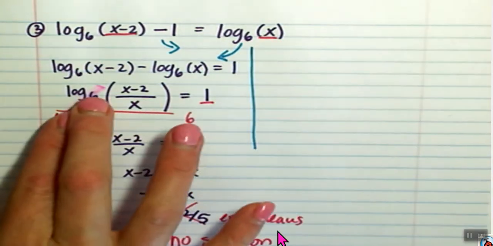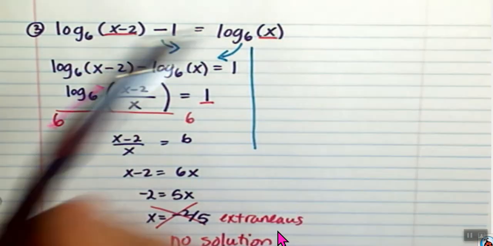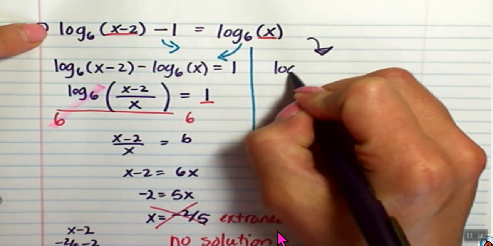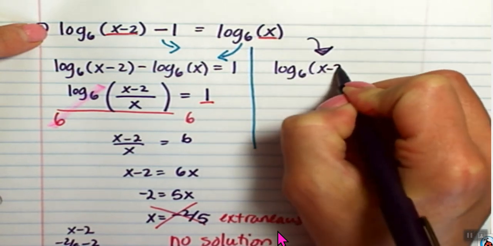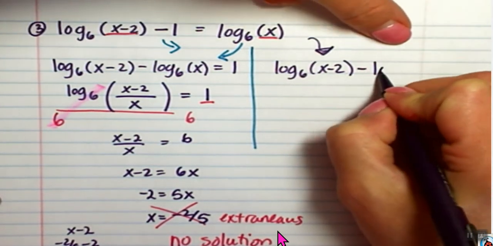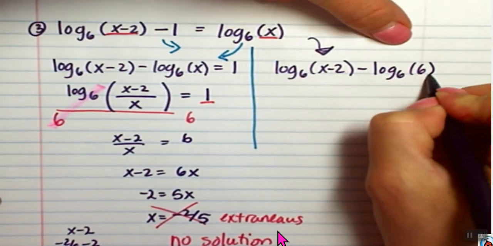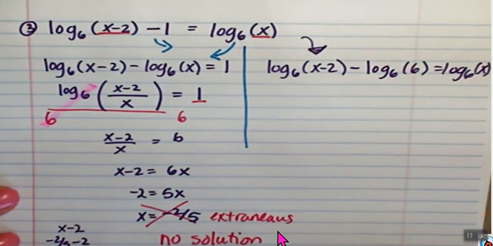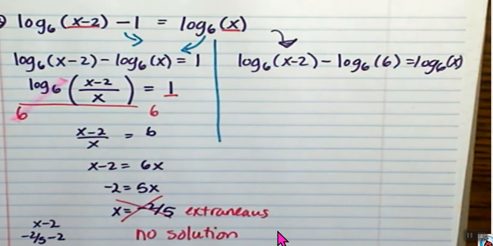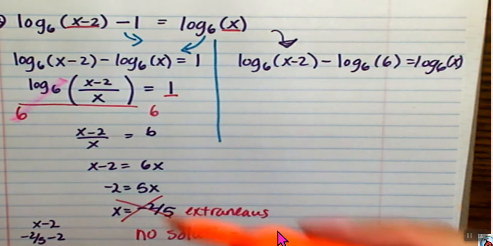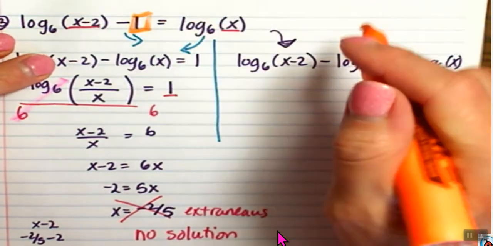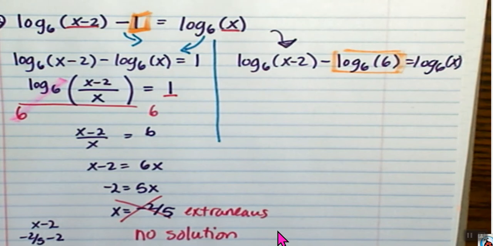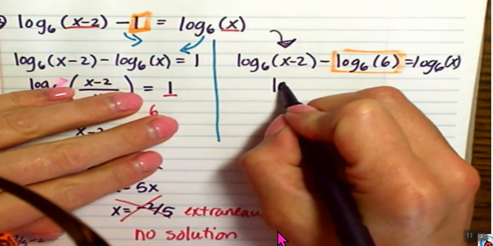All right. Now, I did say there was another choice. This was where I combined my logs with properties. But what if I just take this, watch, because you're so smart. What if I just turn the 1 into a log? What's log base 6 of 6? 1. And now I can combine the left side into a single log.